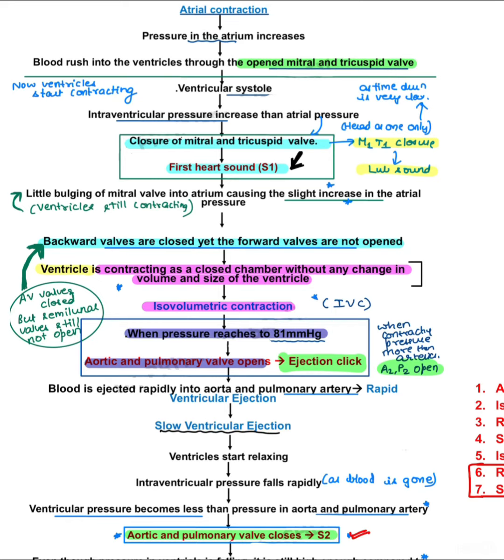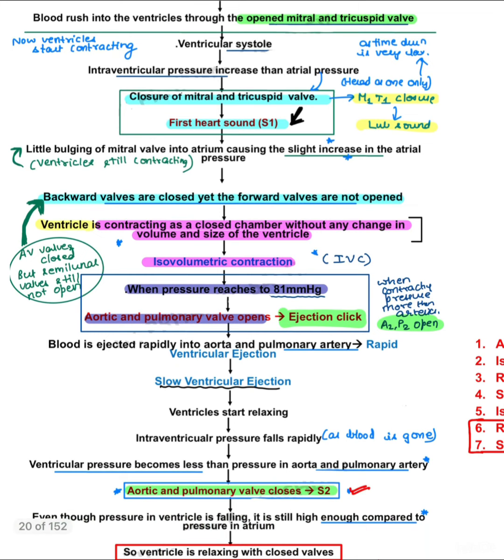All the blood that has to come in the ventricle has gone, and the backward valves are closed and the forward valves are closed. So it's not going anywhere. This state is known as isovolumetric contraction. When the ventricular pressure increases to 80 mmHg, what happens? Now the valves will start to open.